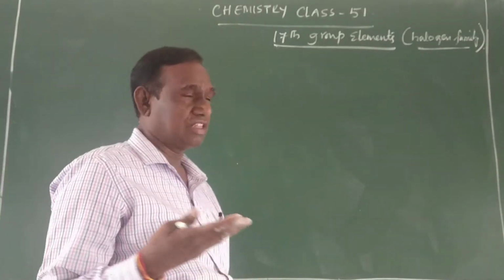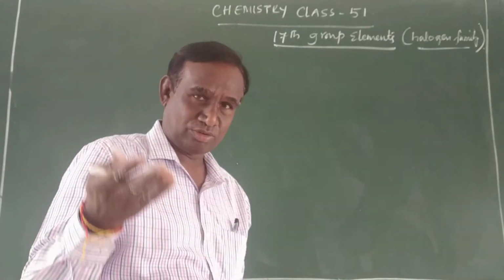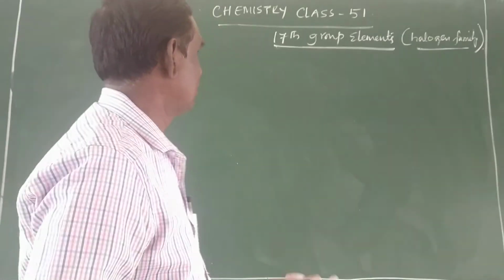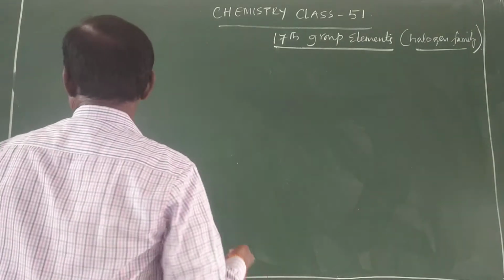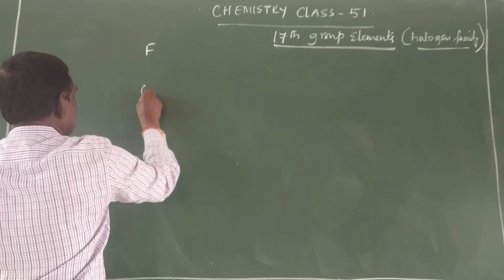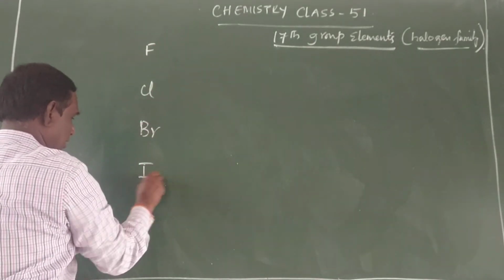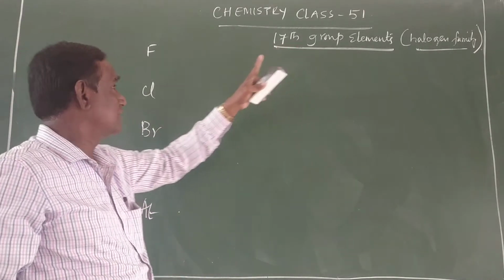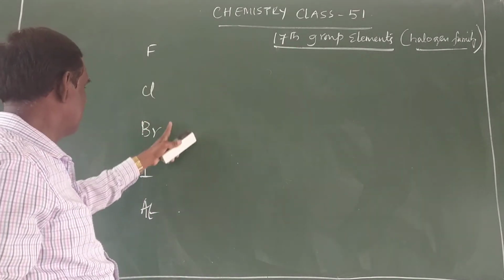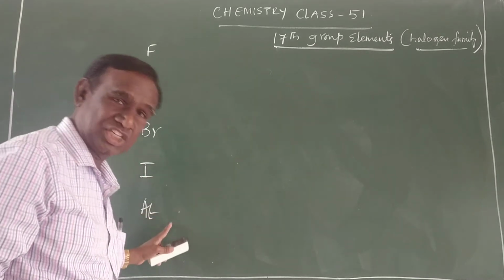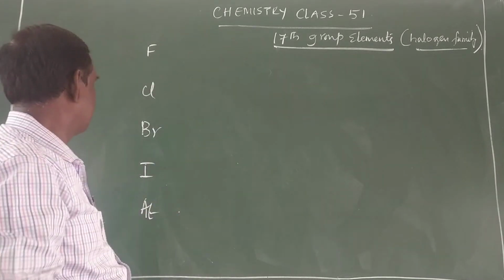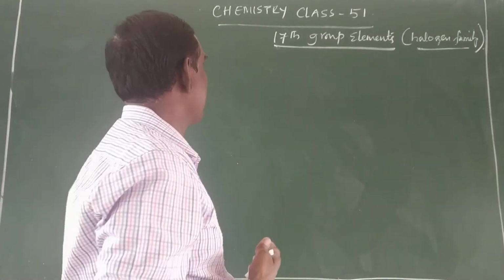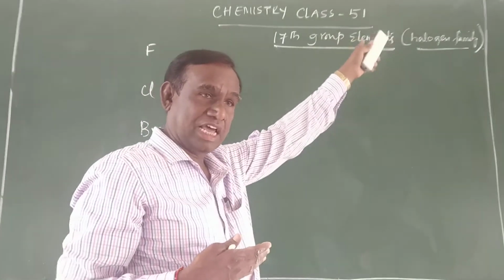So what are the halogens? The most electronegative element in the periodic table is fluorine. Let me write the important halogens here: fluorine, chlorine, bromine, iodine and astatine. These are the 5 halogens in the halogen family, so the 17 group elements are also called the halogen family elements.